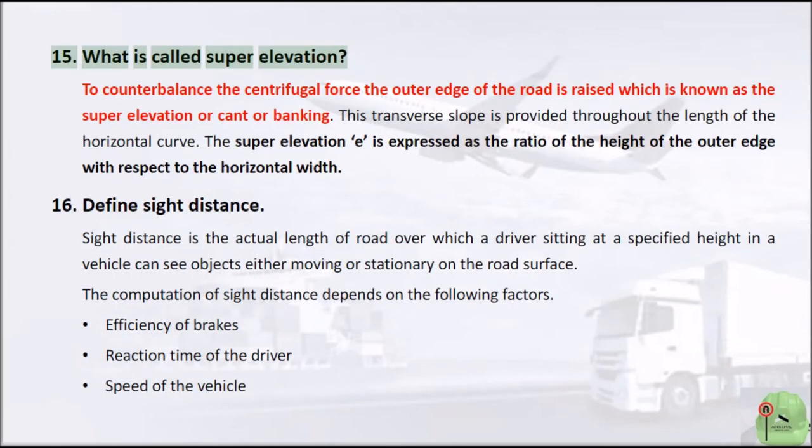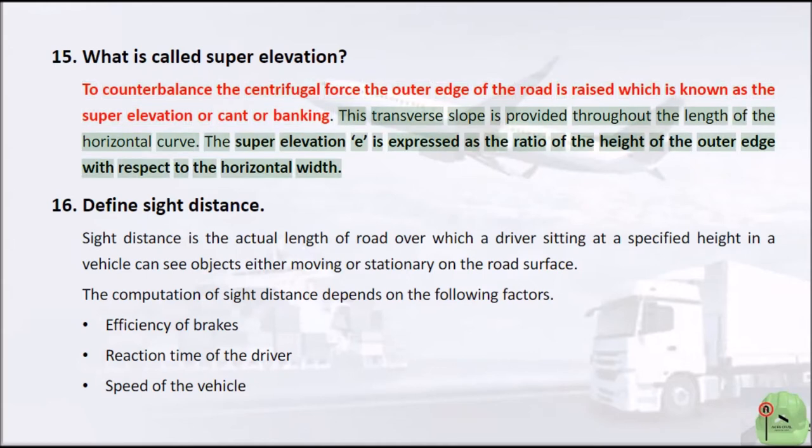What is called super elevation? To counterbalance the centrifugal force, the outer edge of the road is raised, which is known as the super elevation or cant or banking. This transverse slope is provided throughout the length of the horizontal curve. The super elevation E is expressed as the ratio of the height of the outer edge with respect to the horizontal width.